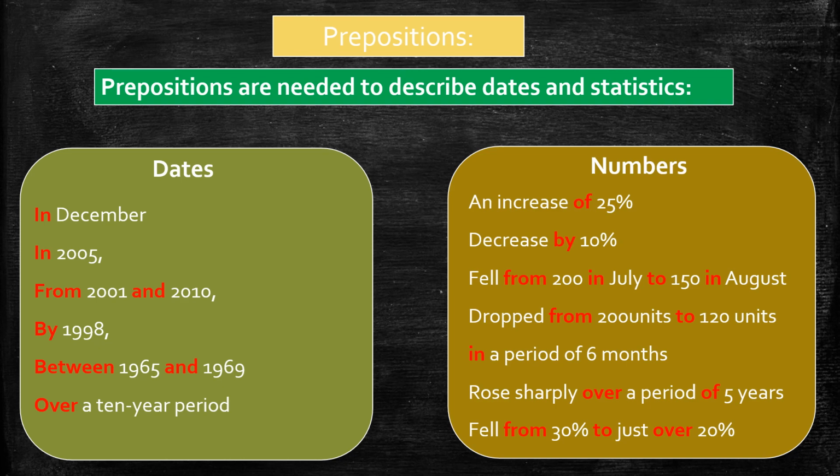When you are writing about the numbers, how much is the change from 200 to 250? So you can say an increase of 25%, by 10%, from 200 to 250, dropped from 200 to 100 in a period of 6 months, over a period, like that. These are the prepositions you use for dates and numbers.